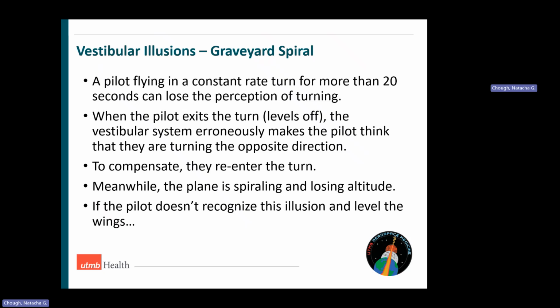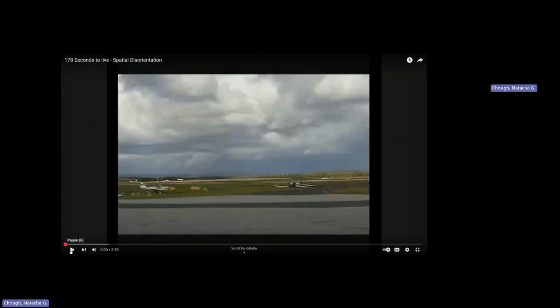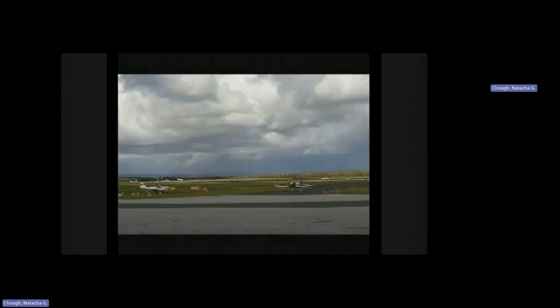Let's see what happens if the pilot doesn't recognize this illusion on the next slide. This is a video from the Civil Aviation Safety Authority in Australia.